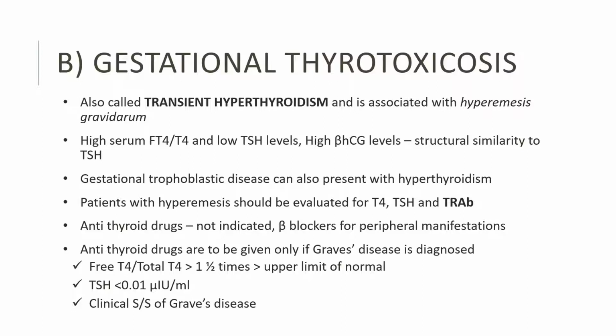And how does that happen? If the free T4 or total T4 is more than 1.5 times the upper limit of normal, okay? If the TSH is markedly depressed, and there are clinical signs and symptoms of Graves' disease. And what are those signs and symptoms? There is the presence of Graves' ophthalmopathy, presence of goiter with a bruit, and if the patient gives a clinical history, from before pregnancy, of some weight loss, altered bowel habits, tremors, sweating, and so on, typical hyperthyroid features.